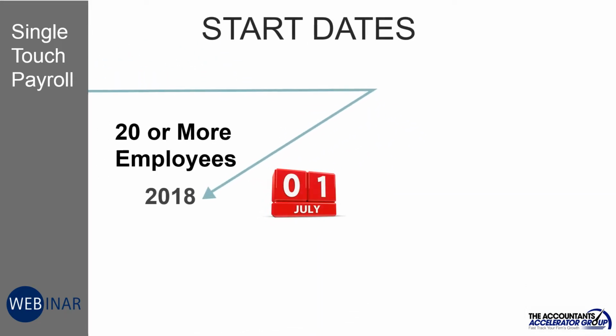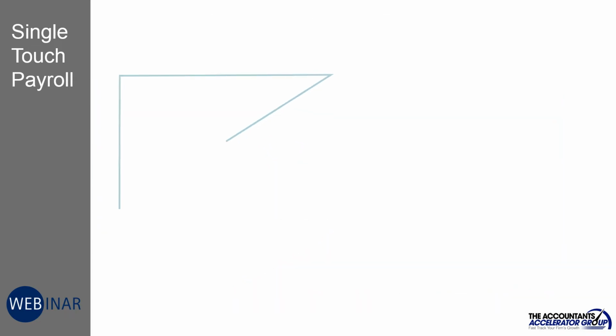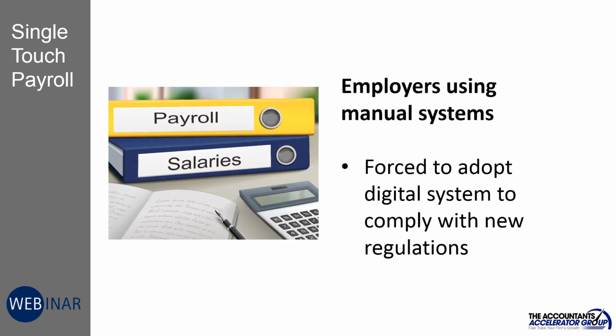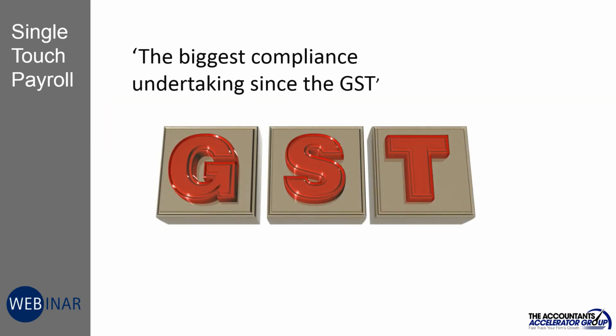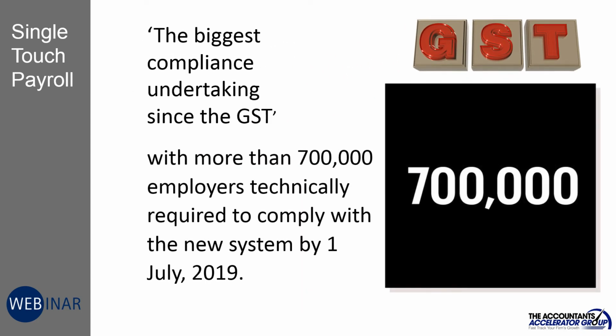Single Touch Payroll became mandatory for large employers with 20 or more employees from the 1st of July 2018. From the 1st of July 2019, all Australian small business owners are required to report their payroll information to the Australian Taxation Office using Single Touch Payroll software. Businesses still preparing their payroll using manual systems will be forced to adopt a digital system, and this change has been described as the biggest compliance undertaking since the GST, with more than 700,000 employers technically required to comply with the new system by the 1st of July 2019.